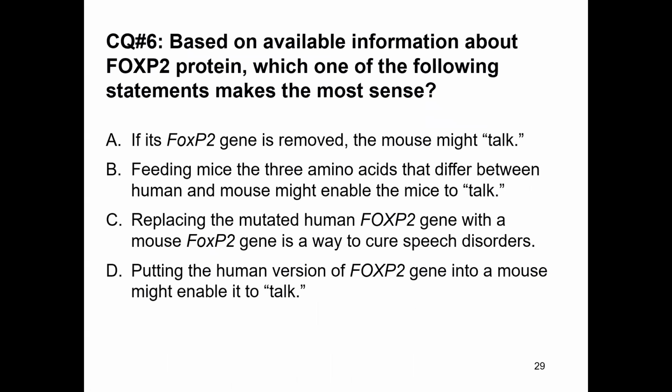So based on the available information about FoxP2 protein, which of the following statements makes the most sense? If it's the FoxP2 gene, and remember if it's got the lowercase ox, it's the mouse. A, if the FoxP2 gene is removed from the mouse, it might talk. B, feeding mice the 3 amino acids that differ between humans and mouse might enable the mouse to talk. C, replacing the mutated human FoxP2 gene with a mouse FoxP2 gene is a way to cure speech disorders. Or D, putting the human version of the FoxP2 gene into a mouse might enable it to talk.